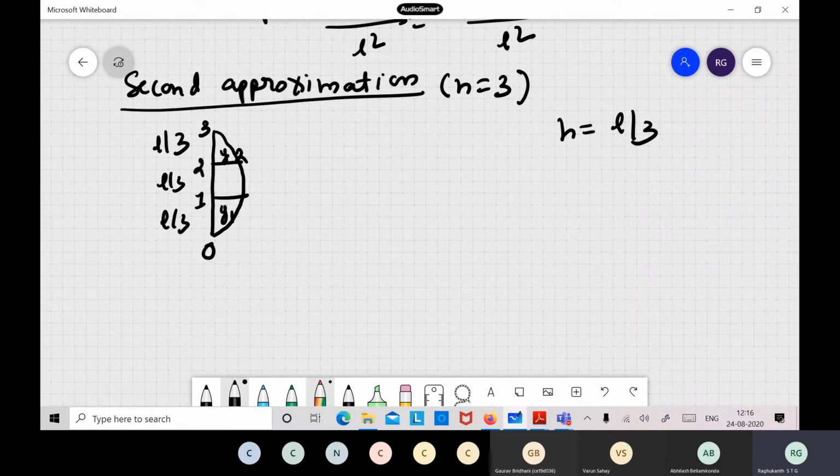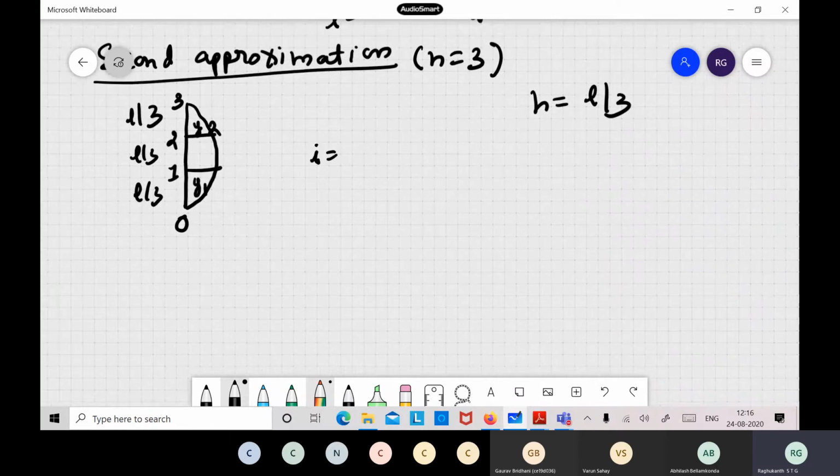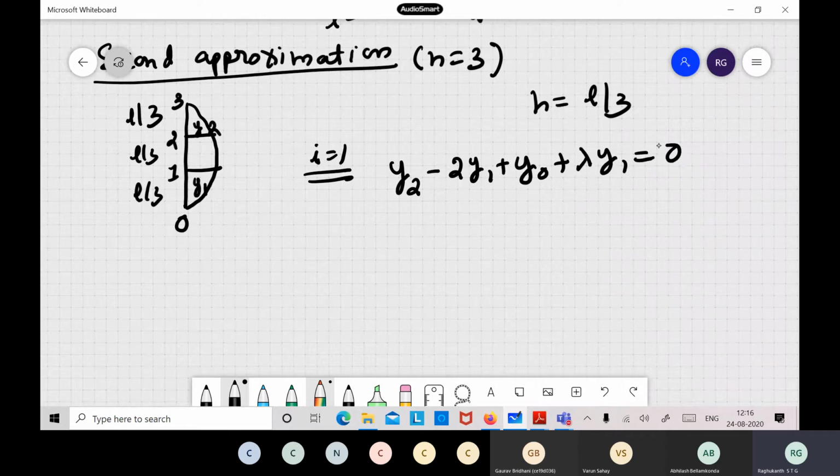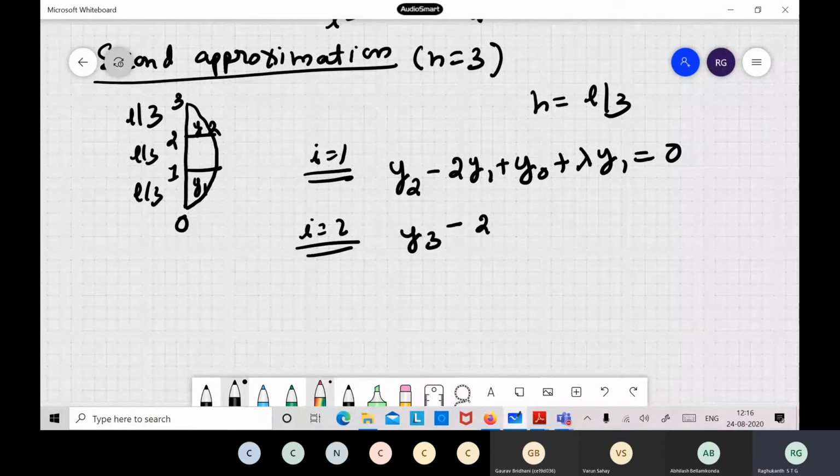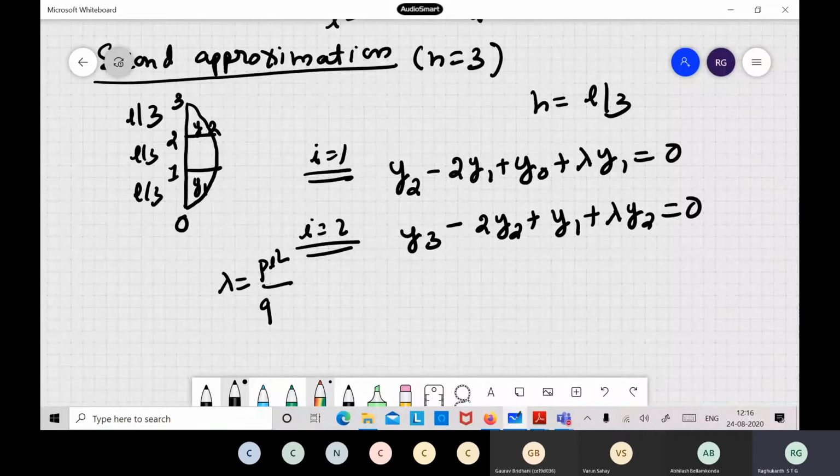Now if you write our final difference equations, for i equal to 1, it's just substitution: y2 minus 2 times y1 plus y0 plus lambda times y1 is equal to 0. Now for i equal to 2, the second point, we can also write y3 minus 2 times y2 plus y1 plus lambda times y2 is equal to 0. Your lambda anyway is PL square by 9 EI.